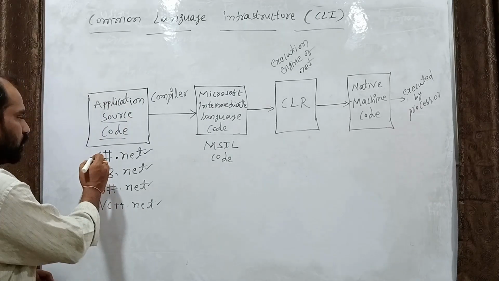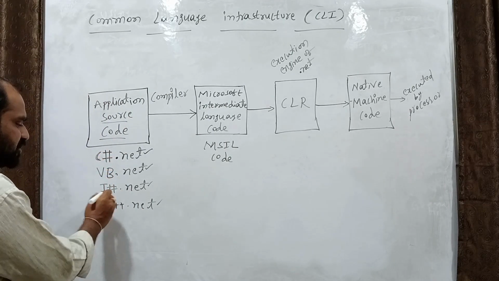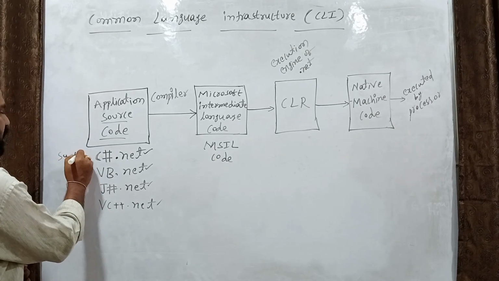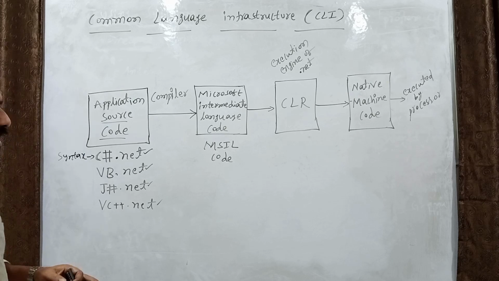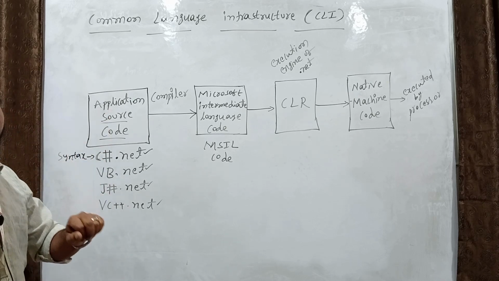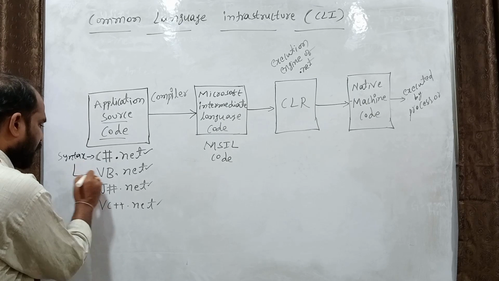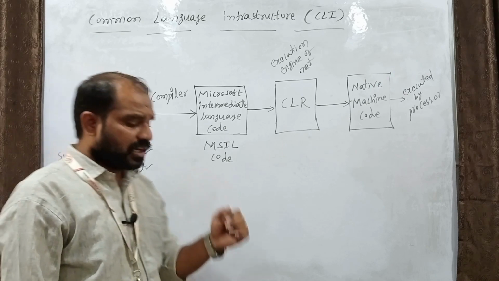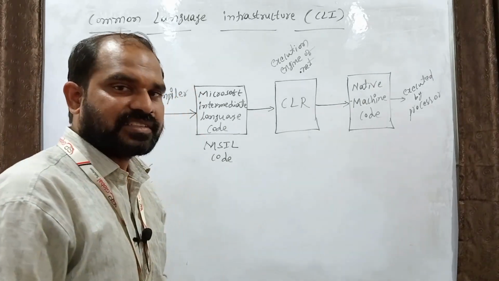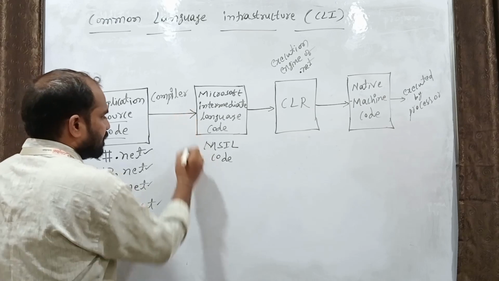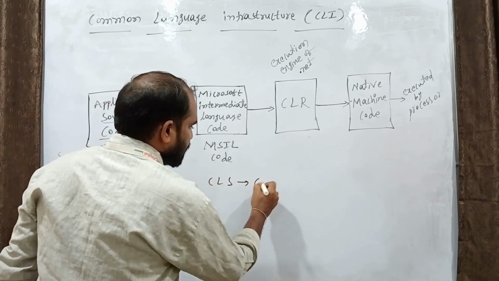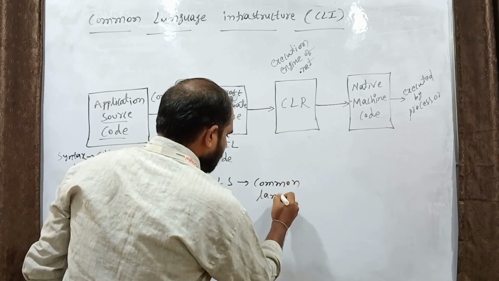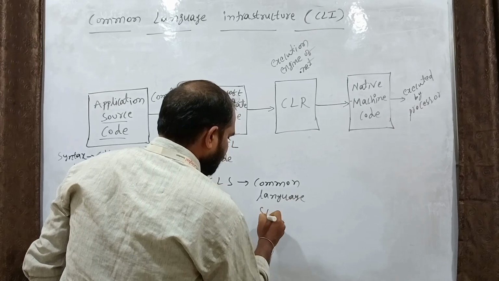We can write the code in C sharp, in VB, in J sharp, or in C++. But what you need to follow is the syntax rules. If you want to use the C sharp programming language to write the code, you need to follow the syntax of C sharp. In the same way, every programming language has its own syntax rules. But how is .NET going to categorize different syntaxes into one? It has the CLS, which is called the common language specification.